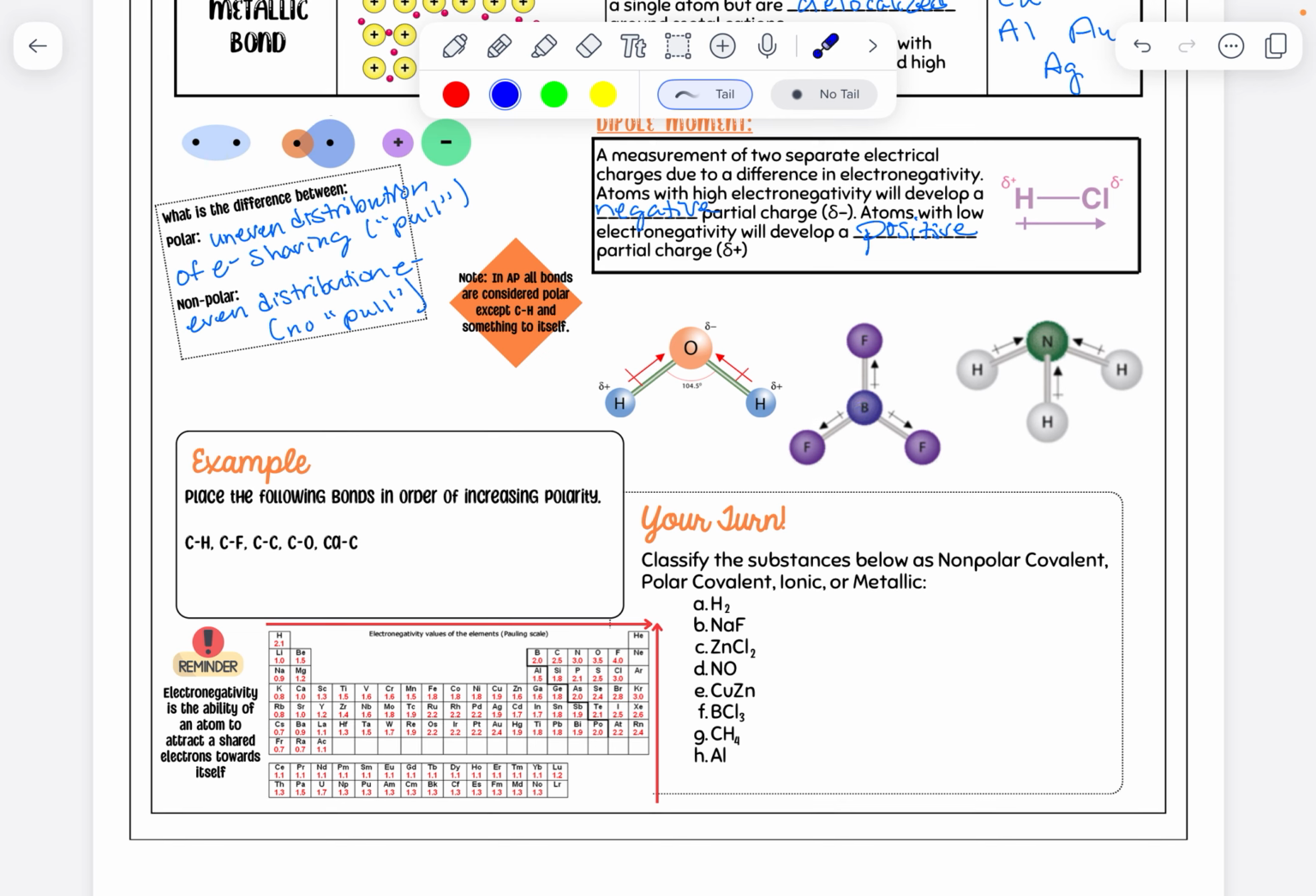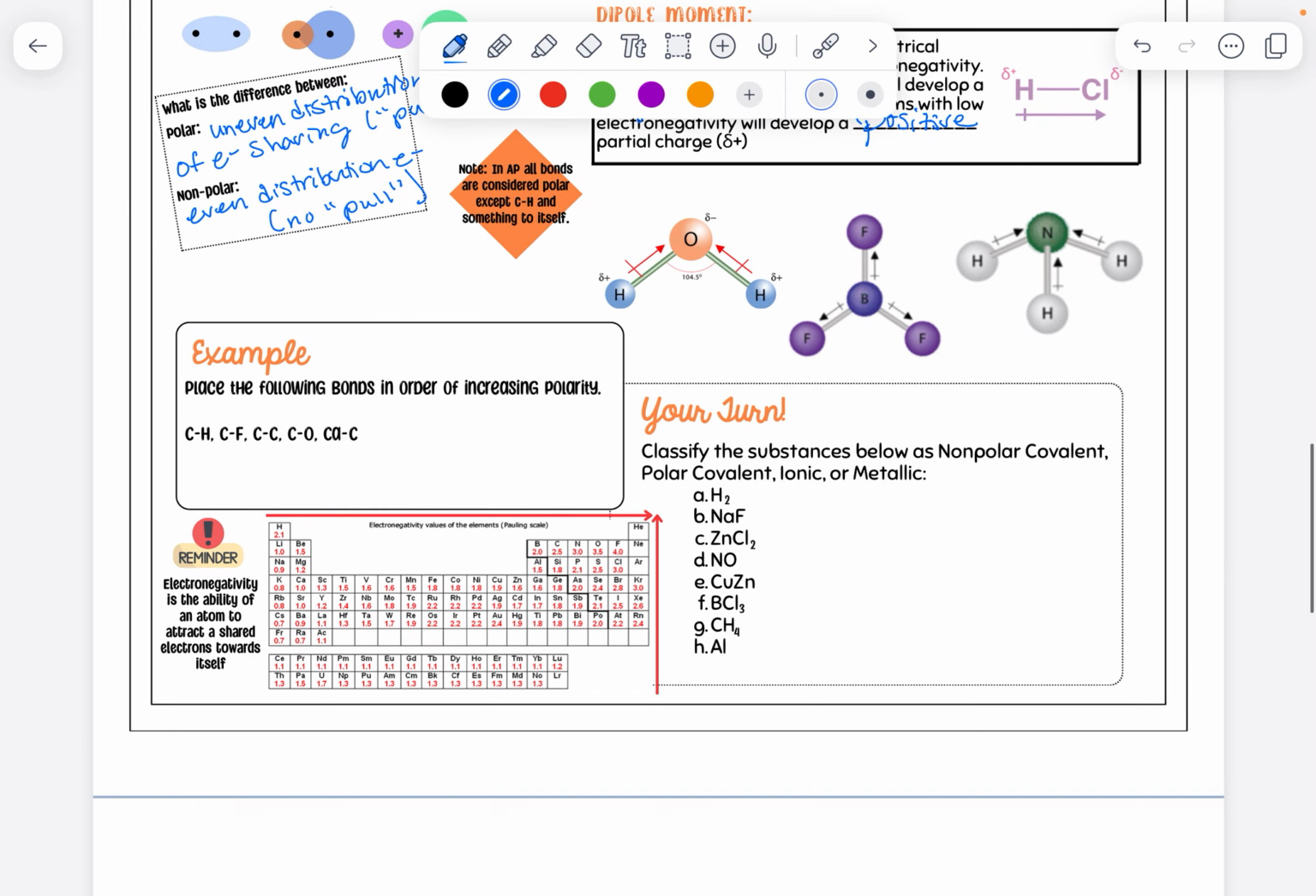So in AP, all bonds are considered to be polar, to have these dipole moments, except carbon and hydrogen, and something that's bonded to itself, for example, maybe two oxygens, right? So oxygen bonded to itself would be nonpolar because it has the exact same electronegativity.